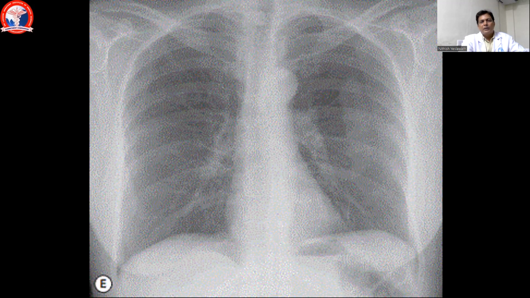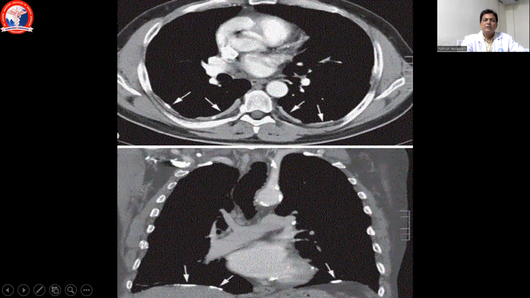So pleural plaques are common in the lower thorax and along the diaphragm. On this particular radiograph, a large plaque is seen here. Okay, you see, CT scan images are here. The upper one is axial, and the lower one is in a coronal plane.